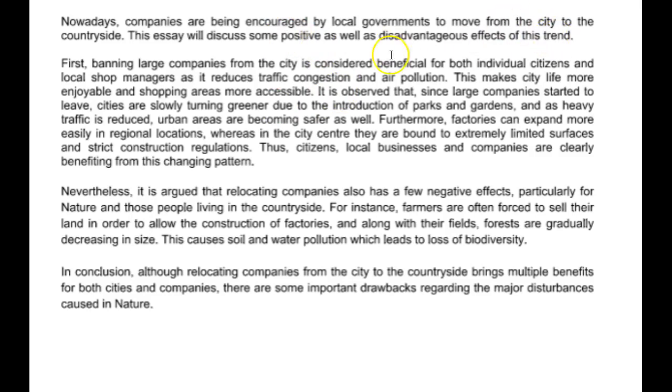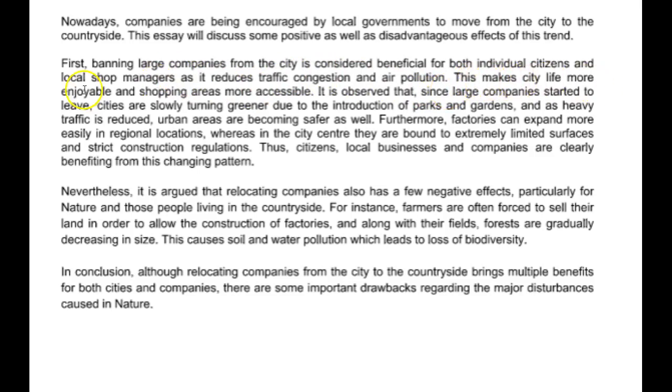When we read things like this, we expect the simplest progression, because we never expect people to complicate things. So when I discuss some positive, then this becomes a little bit complicated for me to read. So I would just say, this essay will discuss some positives as well as disadvantages of this trend, or created by this trend. Firstly, or primarily, banning large companies from the city is considered beneficial for both individual citizens and local shop managers, as it reduces both traffic congestion and air pollution.